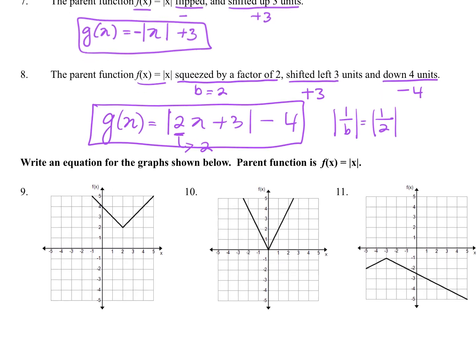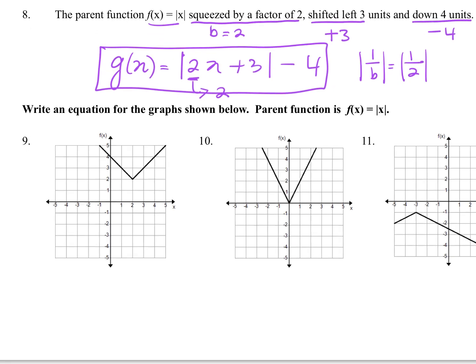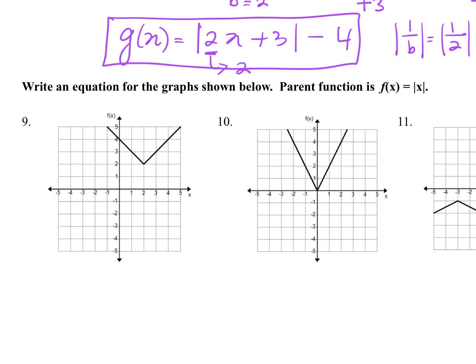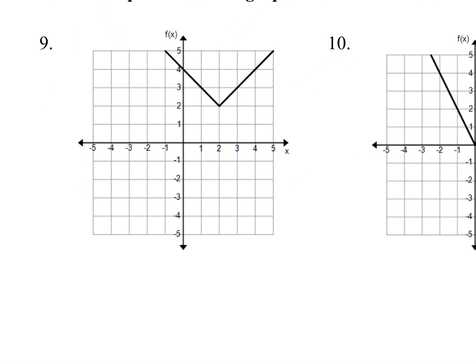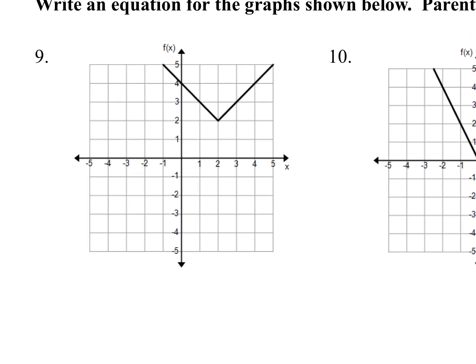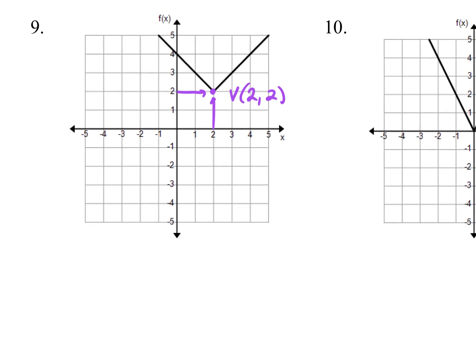Okay, number 9. Write an equation. We are asked to write an equation for the graphs shown below. The parent function is f of x is equal to the absolute value of x. Let's look at number 9. First, I would like to look at the vertex. Where is my vertex located in here? That's going to be located at 2 and then 2.